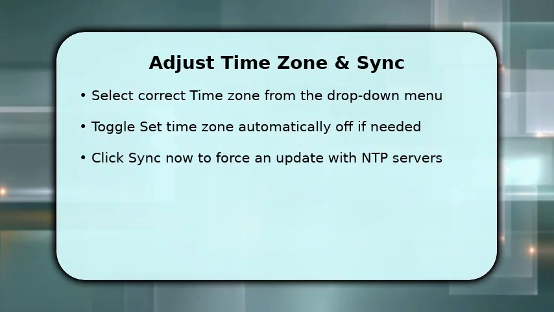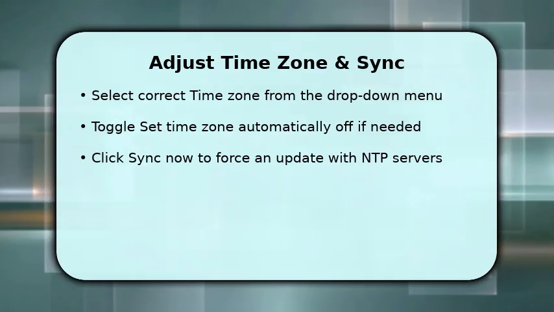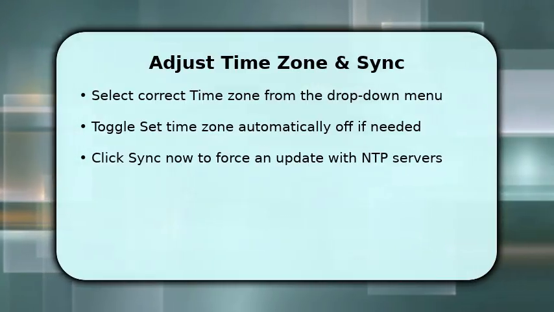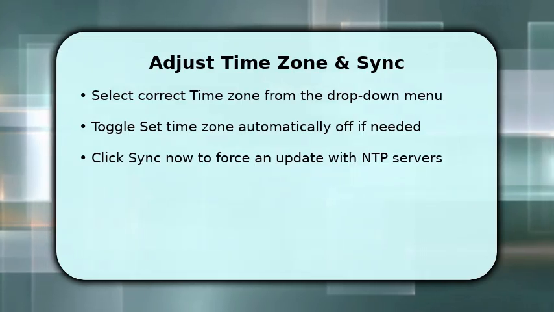Next, set the correct time zone from the drop-down so local time calculations match your location. Automatic zone detection can be wrong if your network hides location data. If automatic zone is toggled on and misbehaving, turn it off and pick the zone manually.